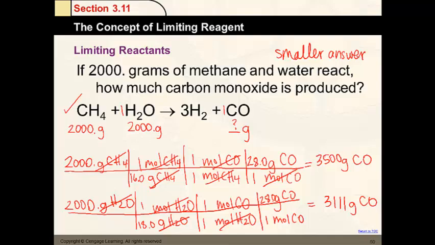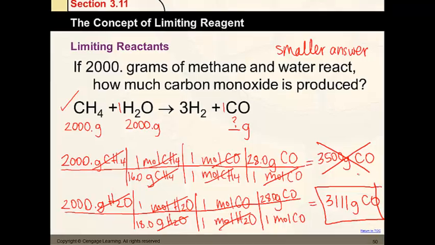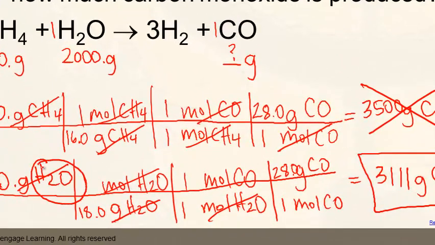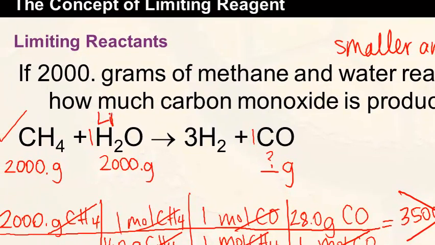Because remember, the limiting reactant is the one that controls the amount of product. Well, it's not possible to make 3,500 grams of carbon monoxide because once you make 3,111, you're going to run out of something. Now, what do you run out of? This is the limiting reactant, the one that has the smaller answer. And so water is my limiting reactant.